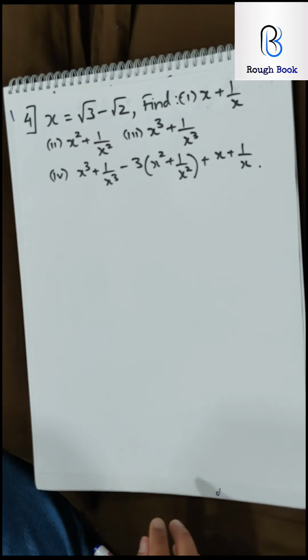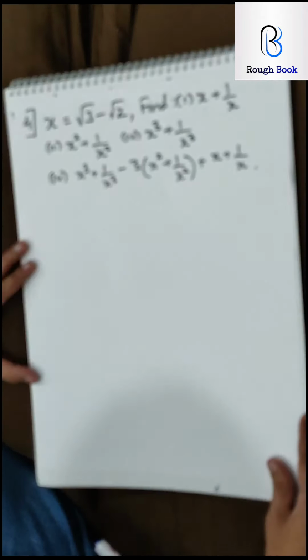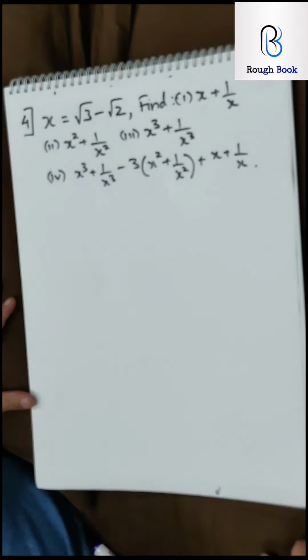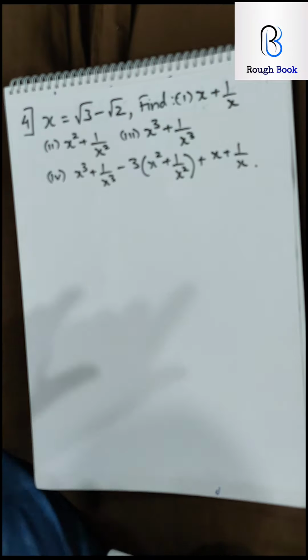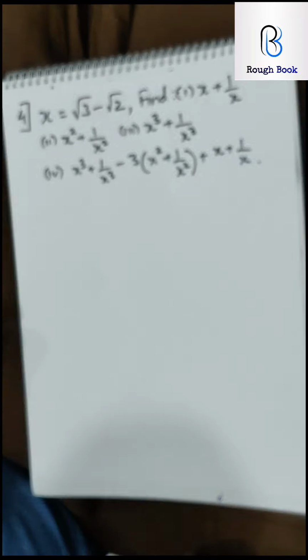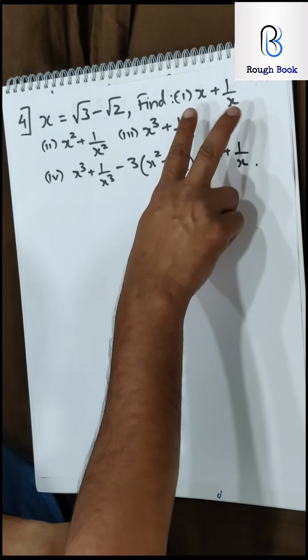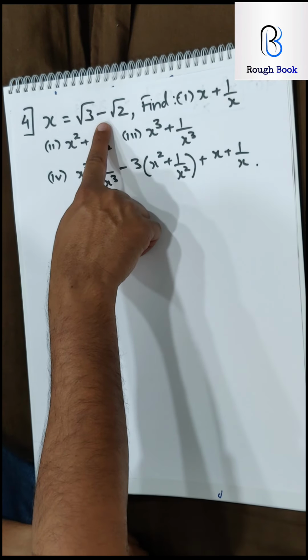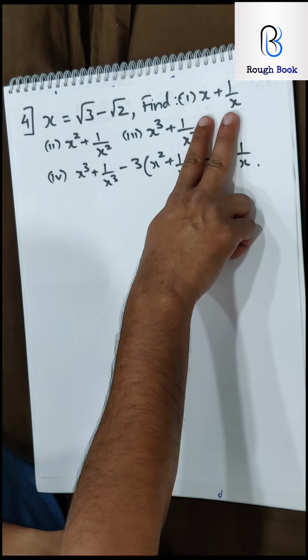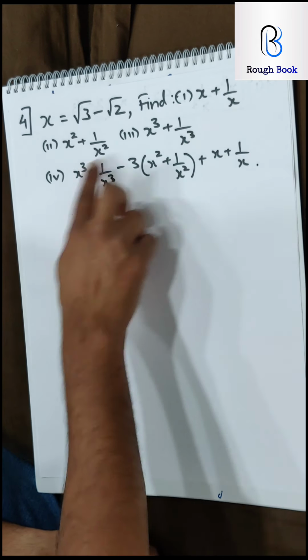The next one, the fourth. Fourth is an explicit sum, very important from the exam point of view. So I want everyone to take special care while solving the sum. Let's discuss the question. Then you can pause the video, try the entire sum on your own, and then come back and check each part. So firstly, they've given you the value of x. They expect you to find x plus 1 upon x, and then the other parts.